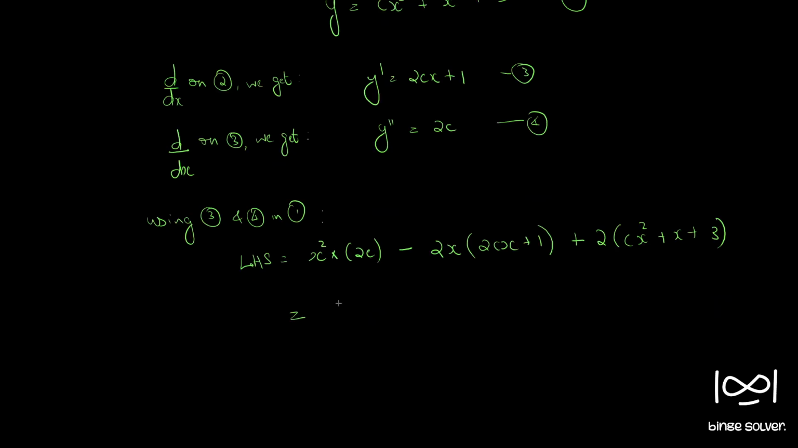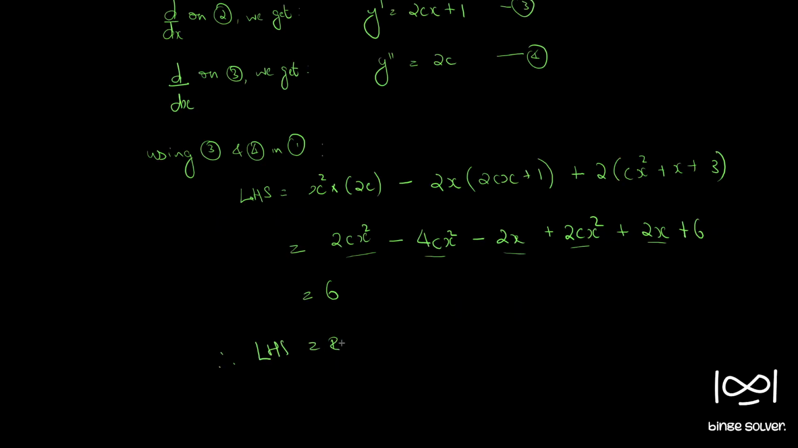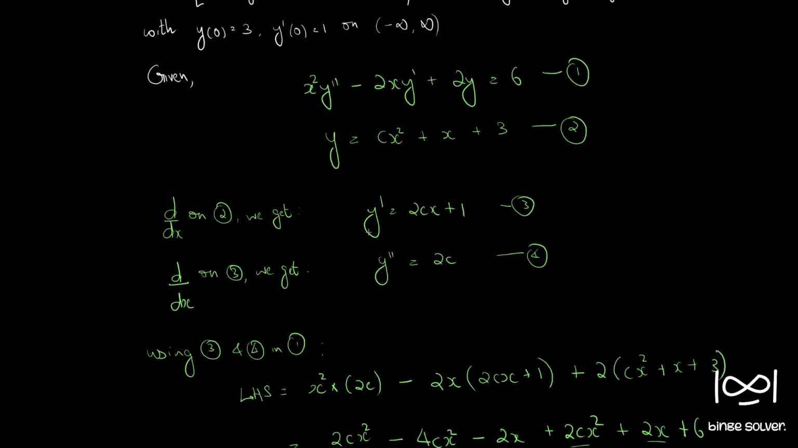So we get 2cx² − 4cx² − 2x + 2cx² + 2x + 6, and the terms with c and x cancel out, which is equal to 6. So our equation is a solution to this differential equation.